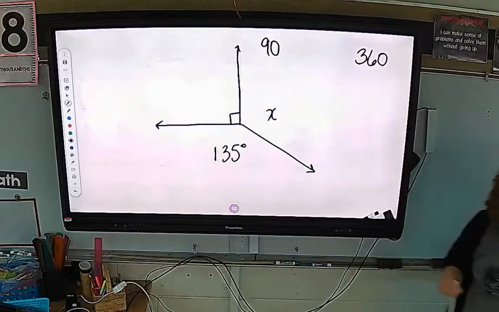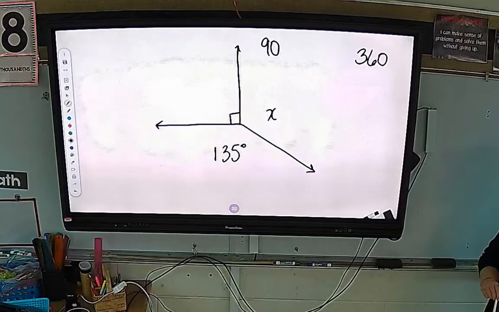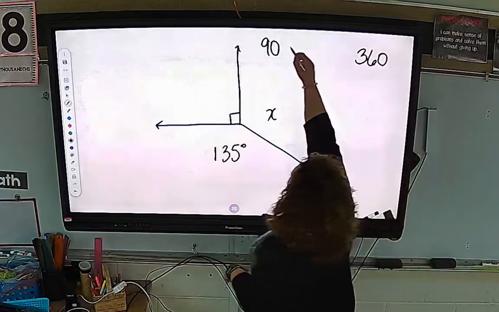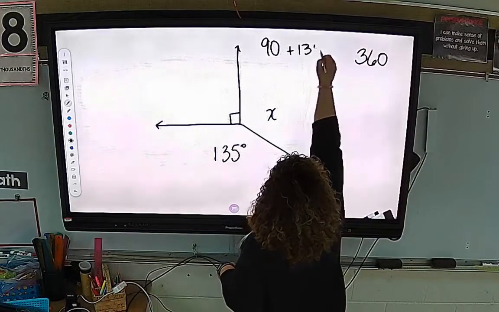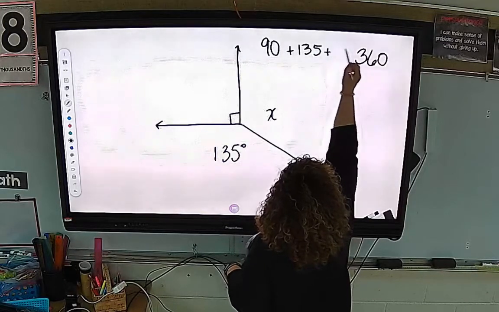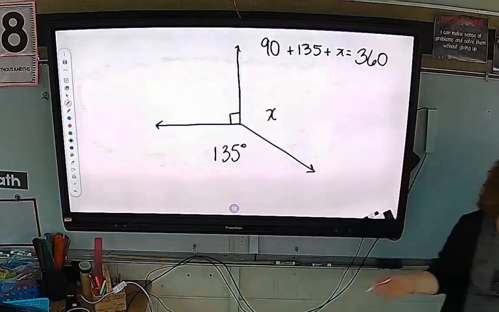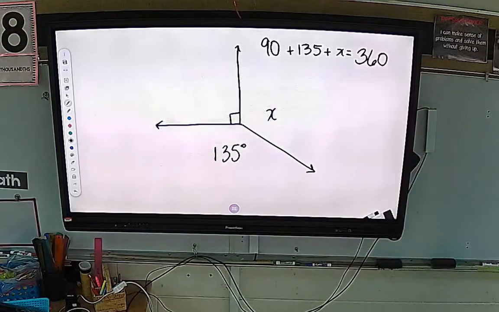What else do I know? Like what did they tell me? What information did they give me? An angle is 135. Okay. Alright, and I also know if I add X also, I'll get 360. When I put all three pieces together, I'll get 360. So Brandon, what would you do first there?